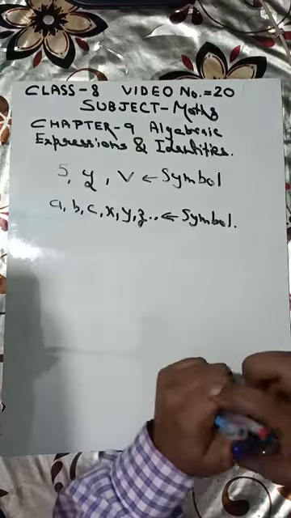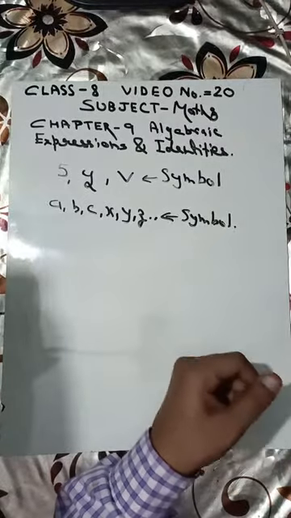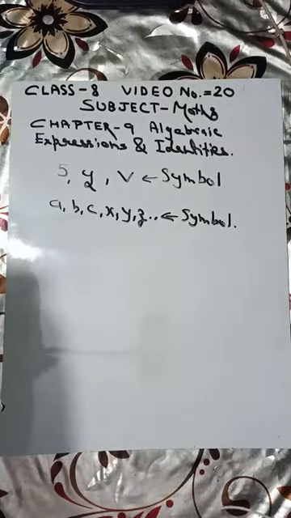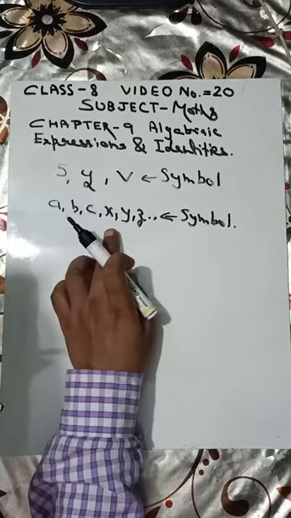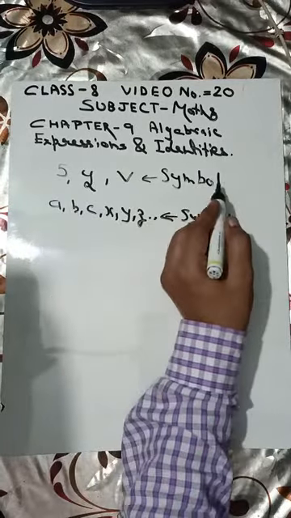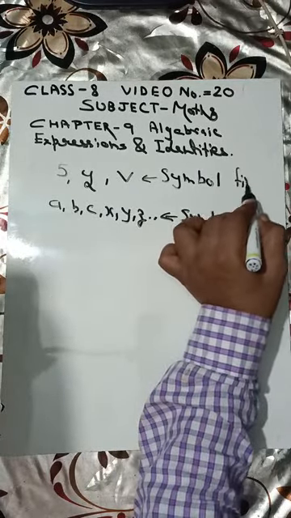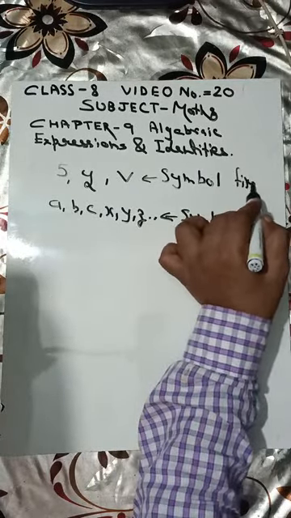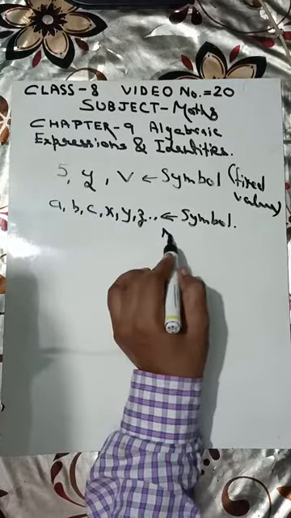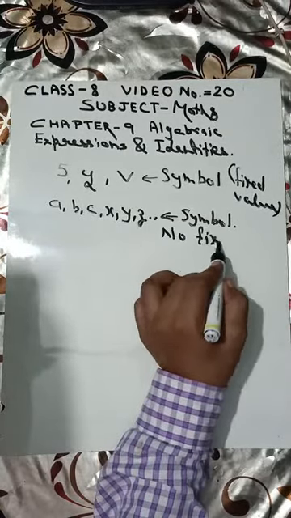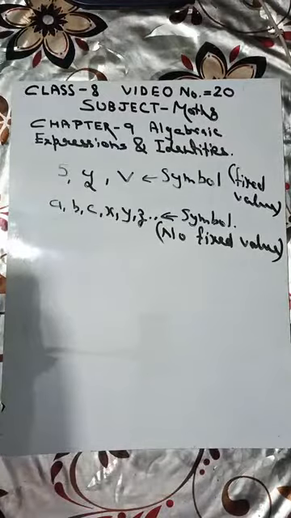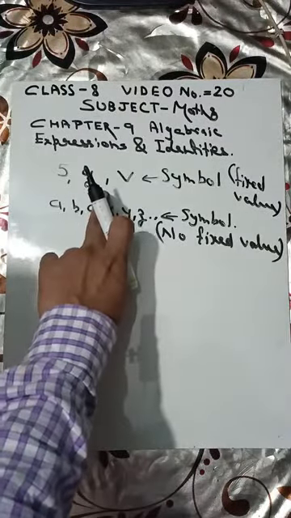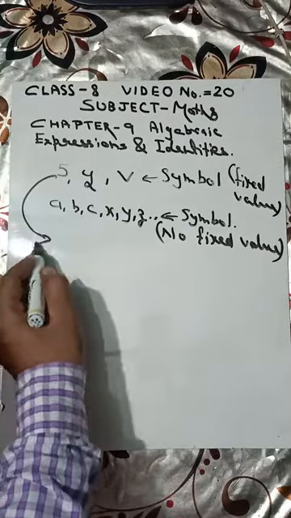Okay, so what is the difference between these two symbols? The difference is that this symbol has a fixed value and this symbol has no fixed value. So the symbol which has a fixed value is called a constant.